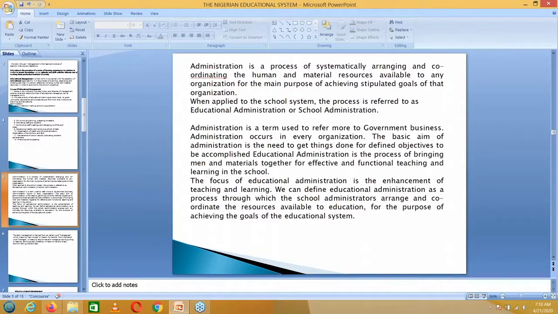So now the school administrator is there to arrange and coordinate the resources available to education for the purpose of achieving the goals of the educational system. I mentioned earlier that the goals of the educational system is to impart knowledge and learning, to improve on teaching and learning in the school. So the school administrators are there to organize and coordinate the available resources in order to achieve all these goals.